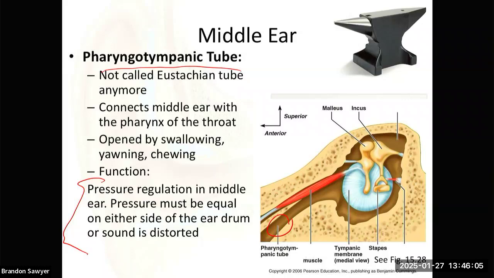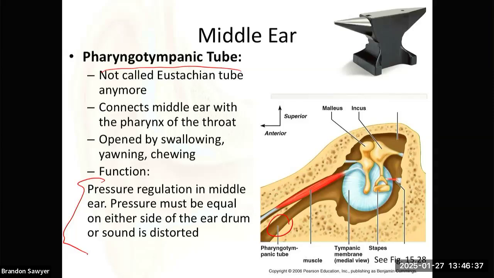If we're just sitting there at rest, the part where it connects to the throat gets kind of closed off. But then when we open our mouth, either by yawning or swallowing or chewing, that kicks that little canal open. The whole point of this is to equalize the pressure between the middle ear and the external ear, because the external ear is always open to whatever pressure we have outside of it.